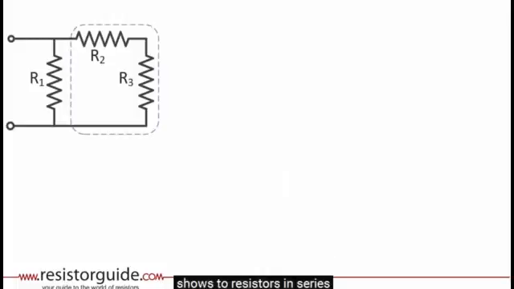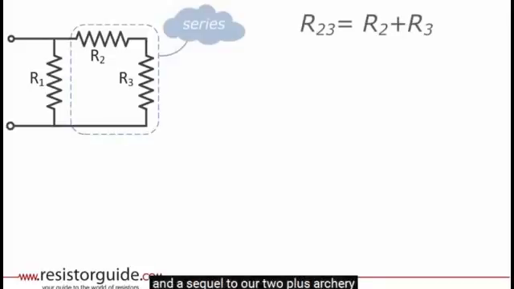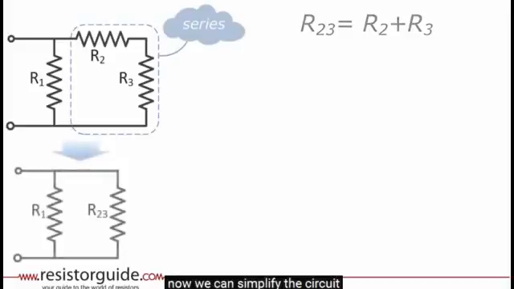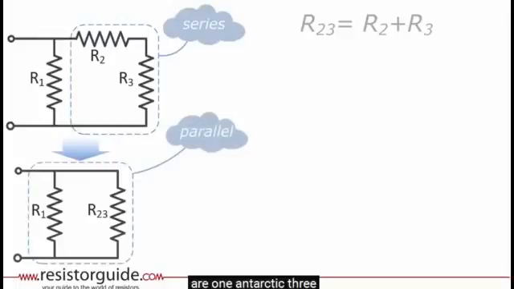This group shows two resistors in series. The equivalent resistance is R23, and it's equal to R2 plus R3. Now we can simplify the circuit and we have a group with just two resistors in parallel, R1 and R23.